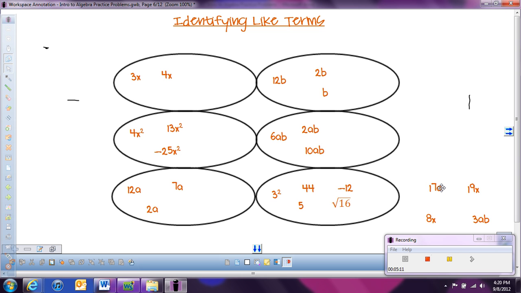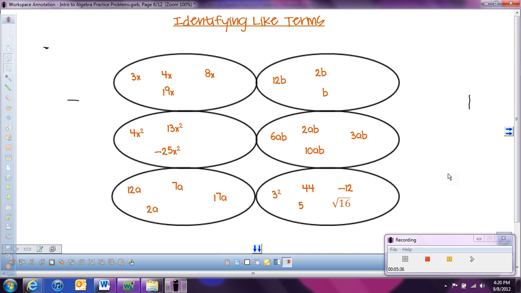17a is just a to the first power, so we'll slide that over here with the other a's. 19x is x to the first power, so we'll put that with the other x's to the first power, as well as the 8x, which is also going to go in that same oval. And last we have 3ab, we're going to slide that in with the other ab's.